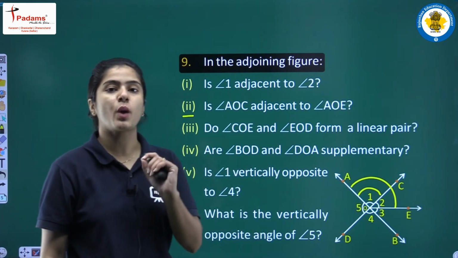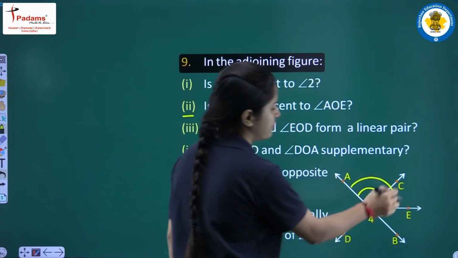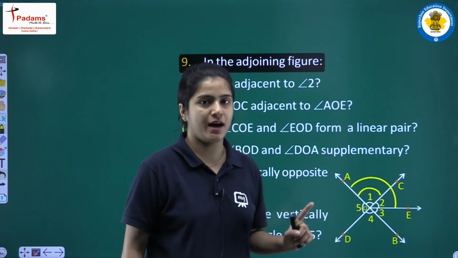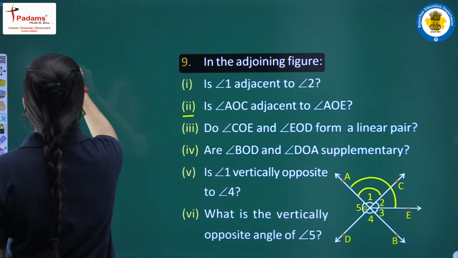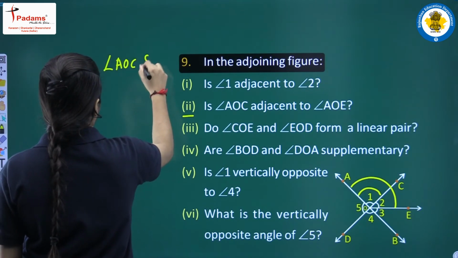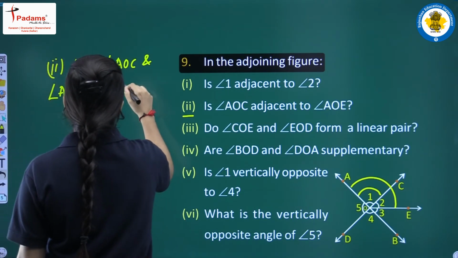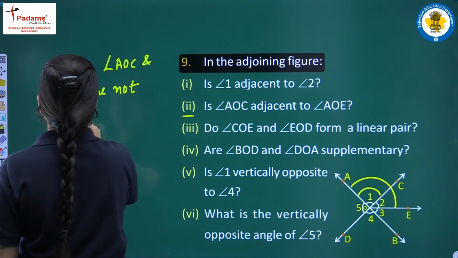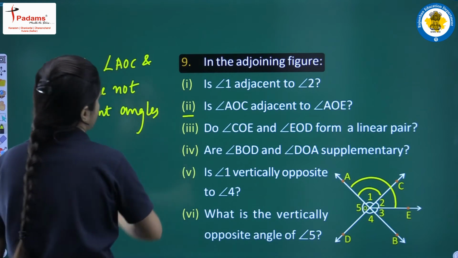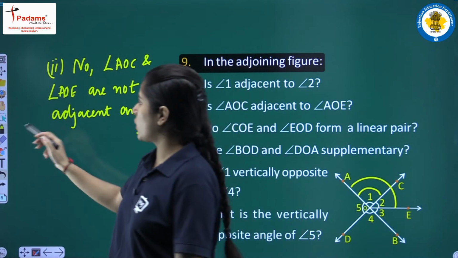No students, these two angles are not at all adjacent, as this arm is part of both of them, and they are not having any common arm. Okay students, so write it down. No, angle AOC and angle AOE are not adjacent angles. Now students, this is your second part, that these two angles are not at all adjacent.